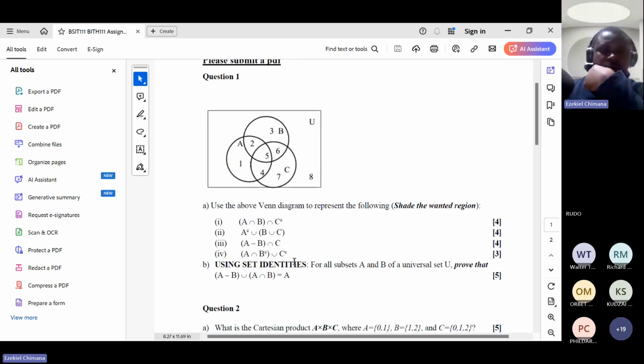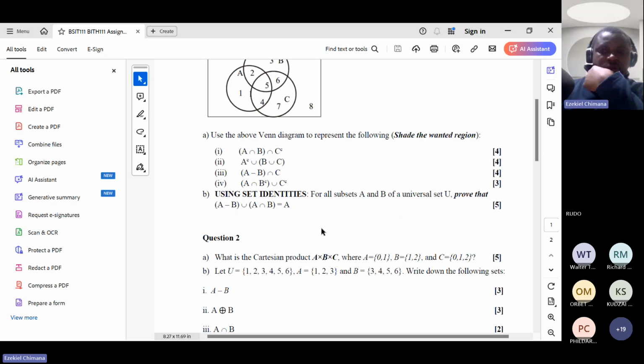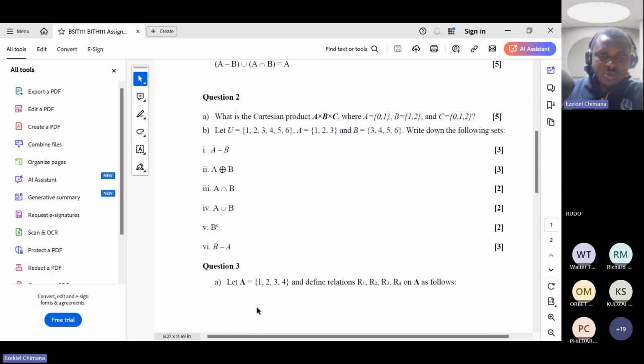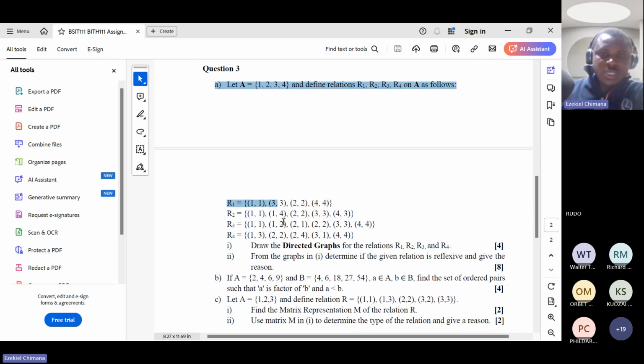Okay, this is what I was talking about. Some of these questions you must be able to do. This was part of the assignment, of A cross B cross C. I'm happy that we have revised that one as well. This one was also part of the assignment, so you have revised it as well. It's part of assignment one, already submitted. Okay, so these are the relations.